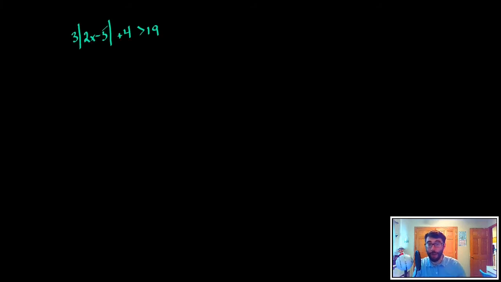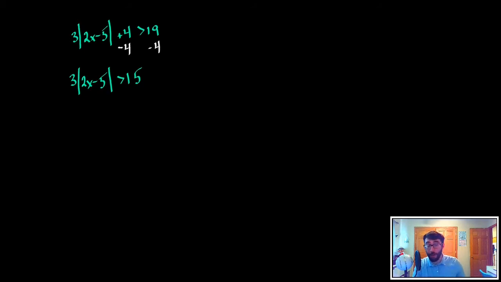So we have an example here: 3 times the absolute value of 2x minus 5, plus 4, is greater than 19. Remember that the first step in any absolute value inequality or equation problem is to isolate the absolute value. So first I subtract 4 from each side, and that gets me 3 times the absolute value of 2x minus 5 is greater than 15.